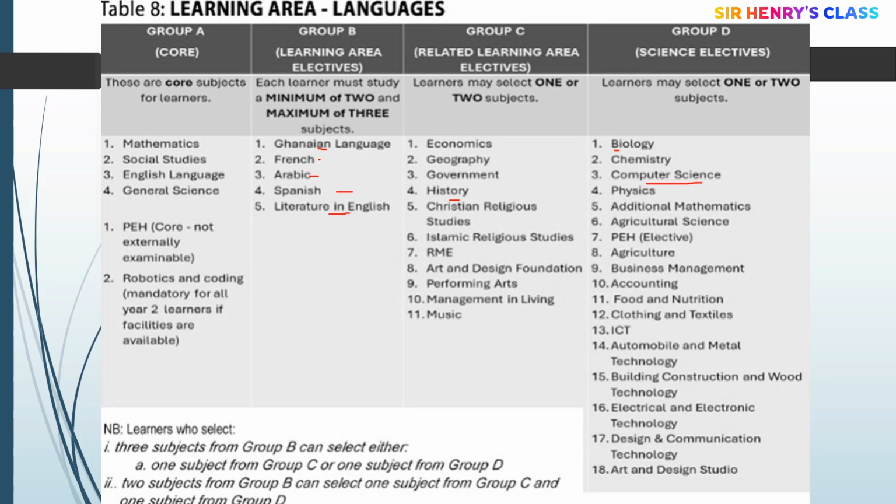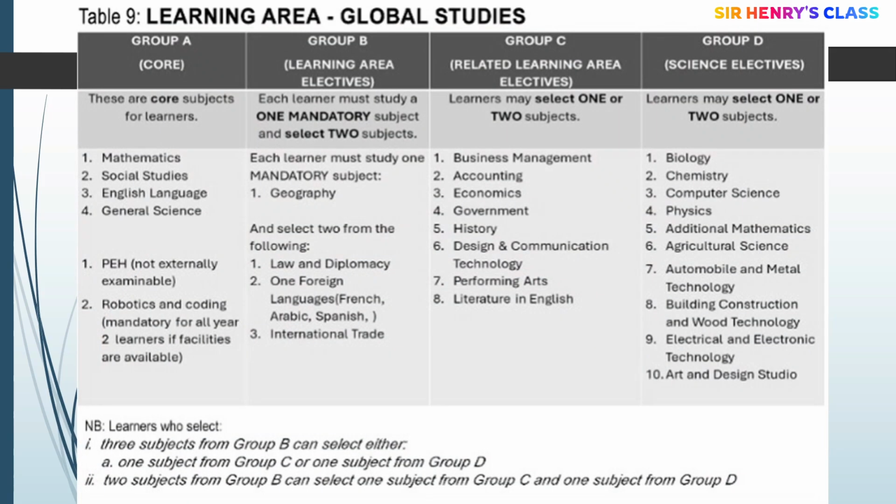And we also have what we call global studies. Global studies is more of exposing you to international relations. So here, don't forget your maths, English, science, social, since you are not a science student. PH and robotics are waiting for you. Group B, you are doing 1 mandatory. It's compulsory, you can't skip it.